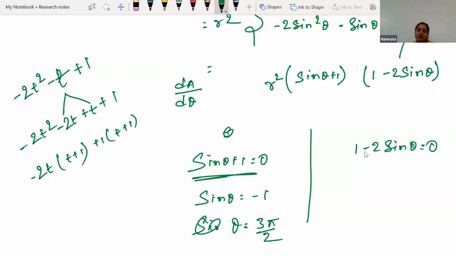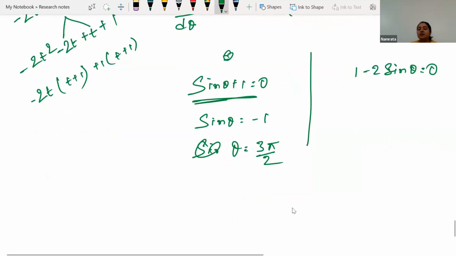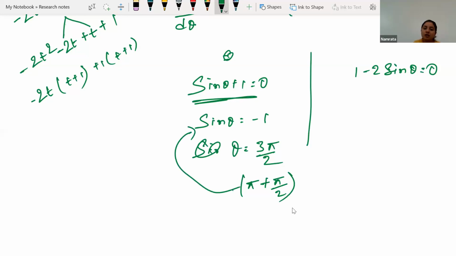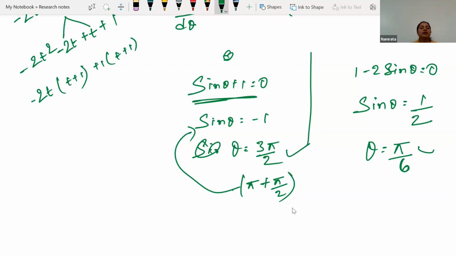So when theta is 3 pi by 2, that means when we take pi plus pi by 2, we get the sine theta value as -1. Here we are getting sine theta equals 1 by 2, which means theta is pi by 6. So there we are getting 3 pi by 2, and here pi by 6.